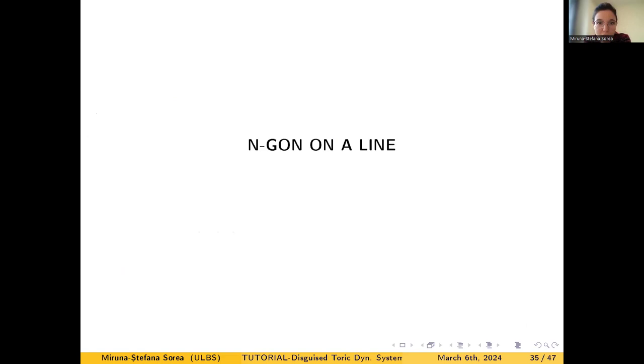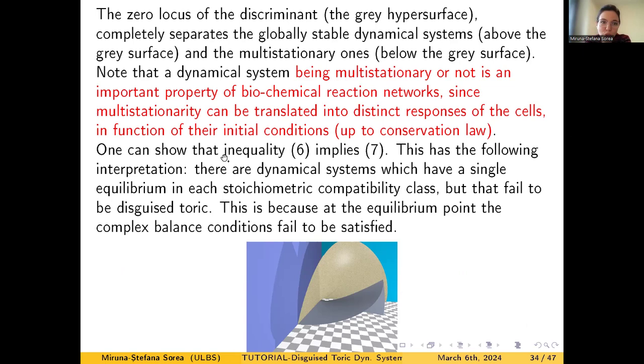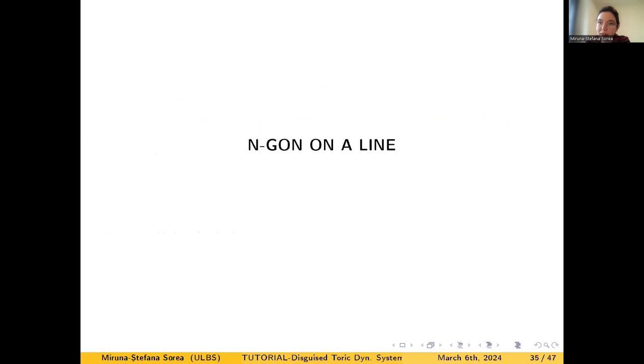Maybe one more thing. How to show that: you just show that the Segre inequality implies the discriminant being negative inequality. So that means that, as I was saying, the points above the beige region have a global equilibrium. Good. Now we are done with understanding the quadrilateral.